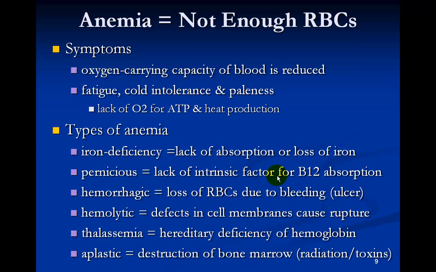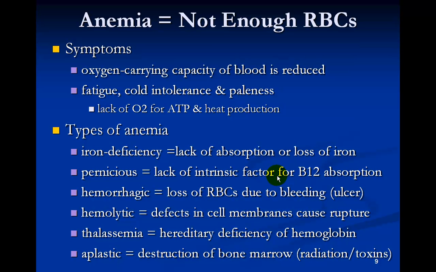Well, the cause of that is not enough red blood cells, or not enough iron in the blood carrying oxygen. There's a lack of oxygen, which reduces the generation of ATP, and then as a result, there's not enough ATP to run the muscle cells and cause production of heat. So people tend to feel cold. There are several different types of anemia that we're going to look at.